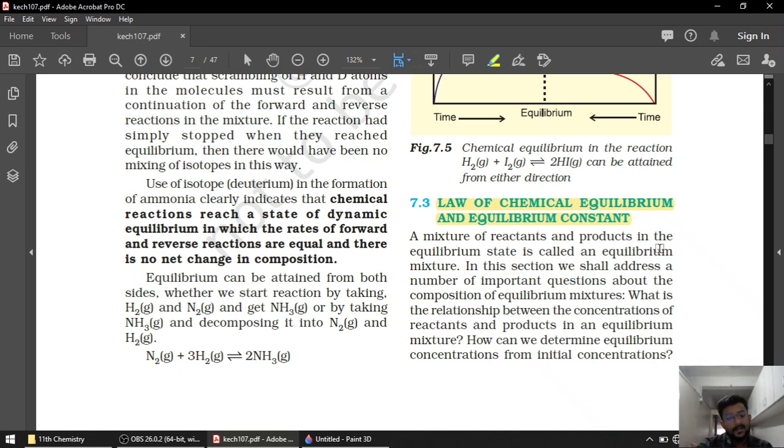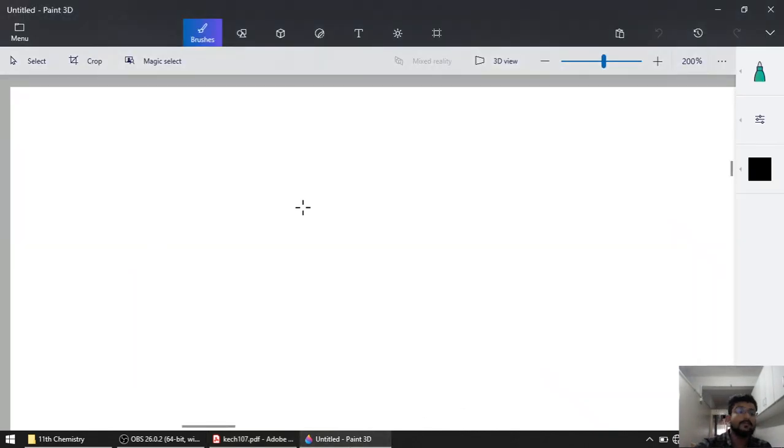But before we start, let's discuss some of the fundamental things about equilibrium. The word equilibrium has a meaning in itself. Equilibrium means balance. Balance in the reaction, balance between product and reagent. That is called equilibrium. Let's discuss the conditions of equilibrium.